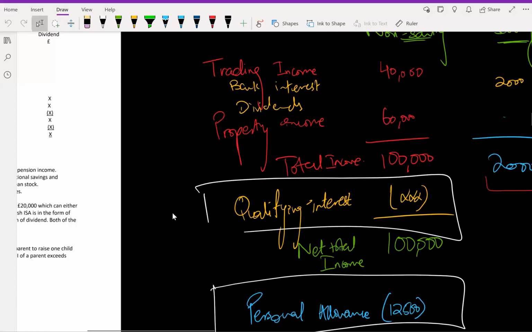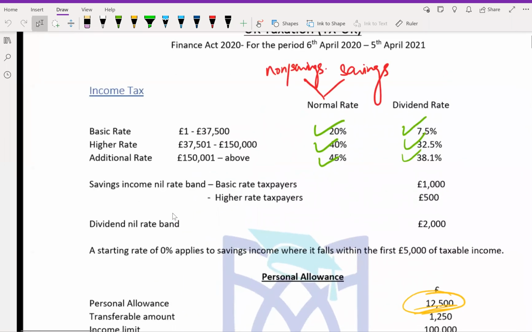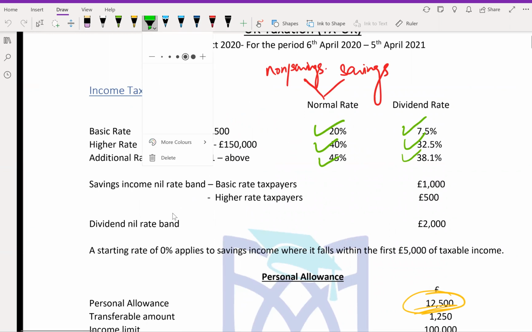Now, if I go back to this, you see there are 3 bands. These bands are consumable. Now, what's the story behind consumable bands? Consumable band means, how many categories of income were there? 3: non-savings, savings, dividend. If one category of income utilizes a band, the other category cannot utilize the same band. They'll have to be taxed at a different band.